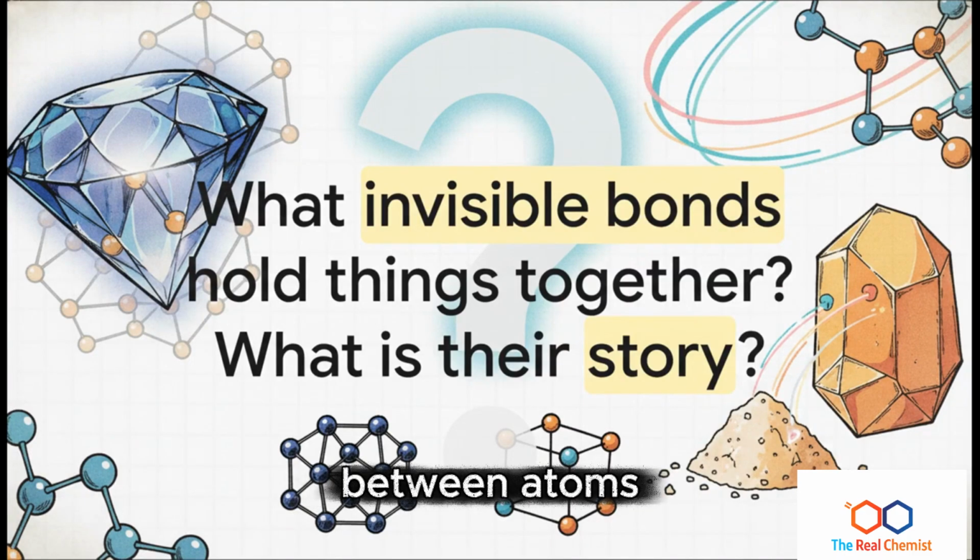From the type of bond between atoms to the way particles arrange themselves, these invisible rules define our entire physical world. The hardness of a diamond, the way ice melts in your hand, it all comes back to a simple choice at the atomic level. Do we steal or do we share? So the next time you pick something up, just look at it for a second. Ask yourself, what invisible story is this thing telling me?